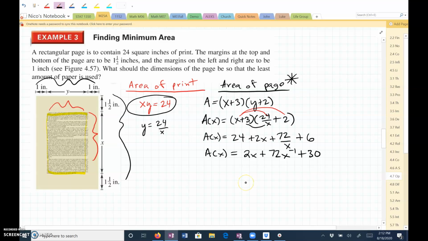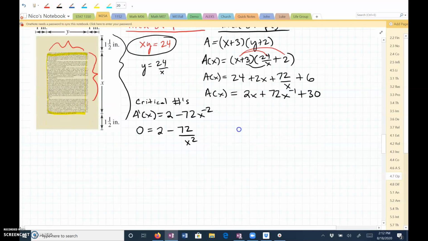Now, in order to figure out the relative min, we're going to find the critical numbers. In order to find the critical numbers, we're going to have to take the derivative of this function. So this is going to be 2 minus 72x to the negative second. Okay, derivative of 30 is 0. Then to find the critical numbers, we're going to see if we can set this derivative equal to 0 and find an x value to make this true. See if we can do that.